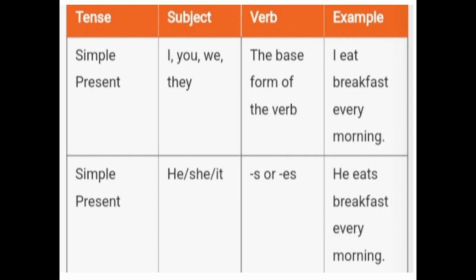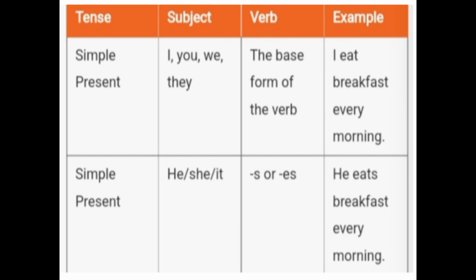See, I eat. Here, eat is a verb. So the verb form here is the base form, it's V1. So if we have the subject you, it should also be: you eat breakfast every morning. If we have the subject we, the sentence becomes: we eat breakfast every morning. They eat breakfast every morning.